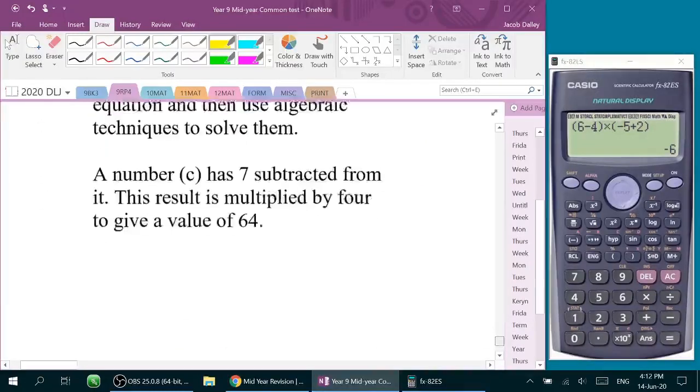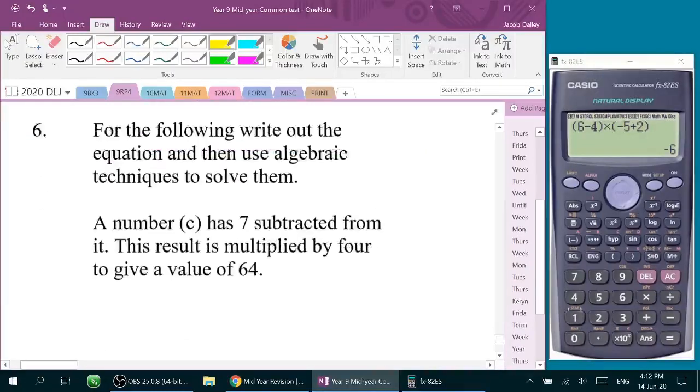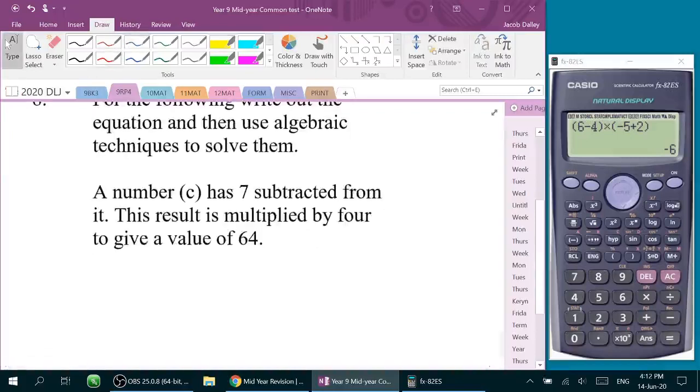Alright. For the following equation, write out the algebraic techniques to solve them. A number. Alright. Let's call it a number C. So let's start off with C. Has 7 subtracted from it. Take away 7. This result is then multiplied by 4 to give a value of 64.